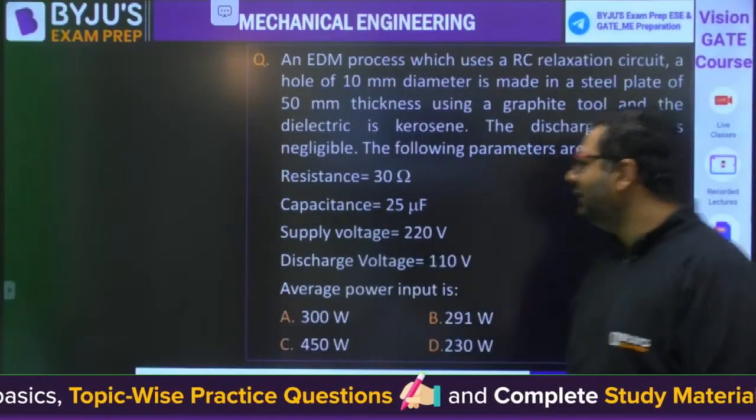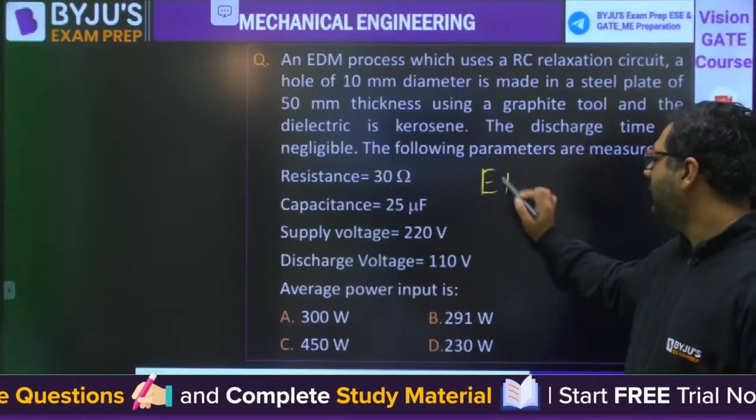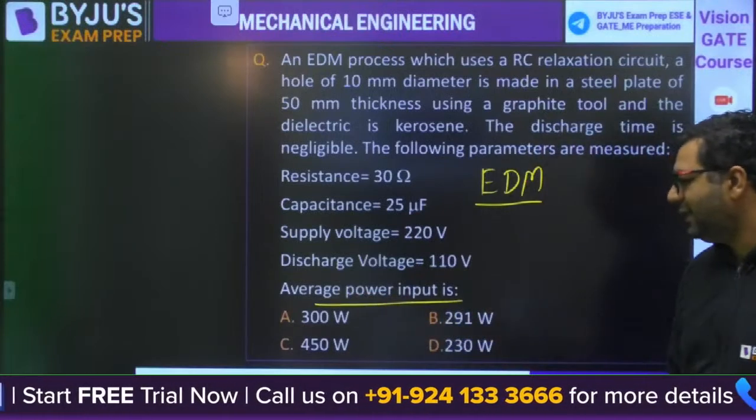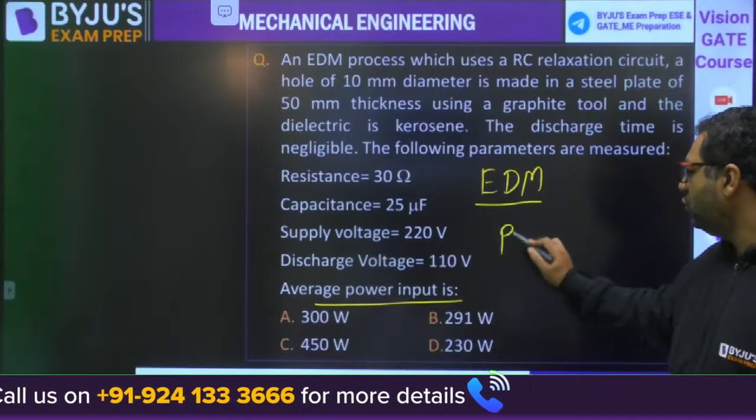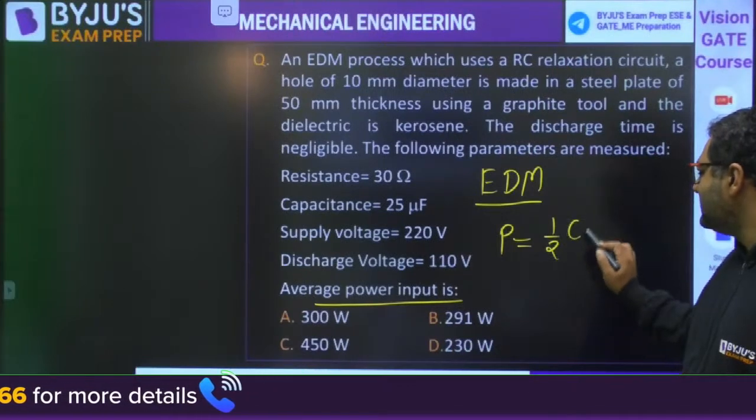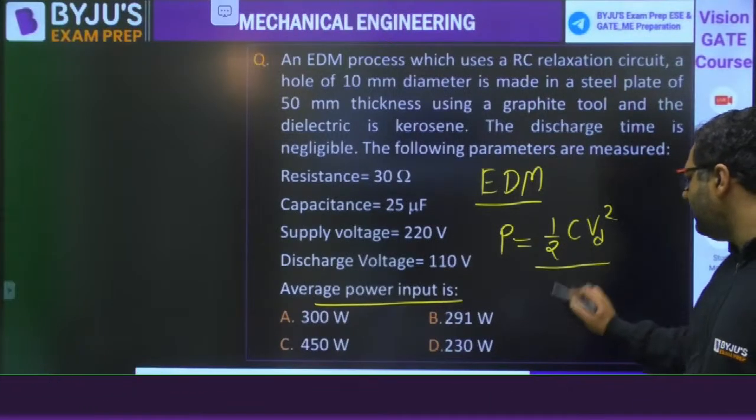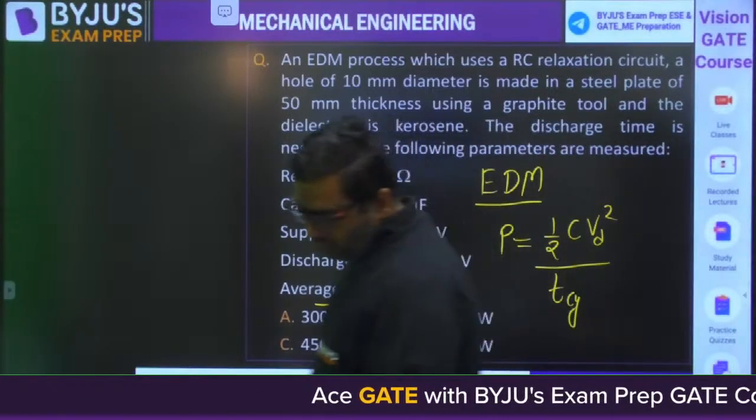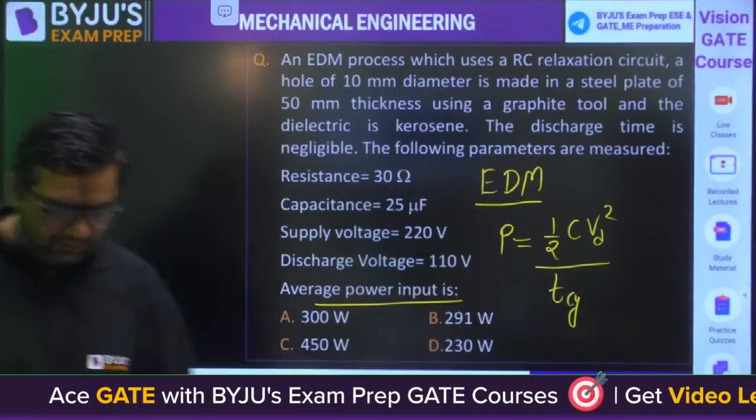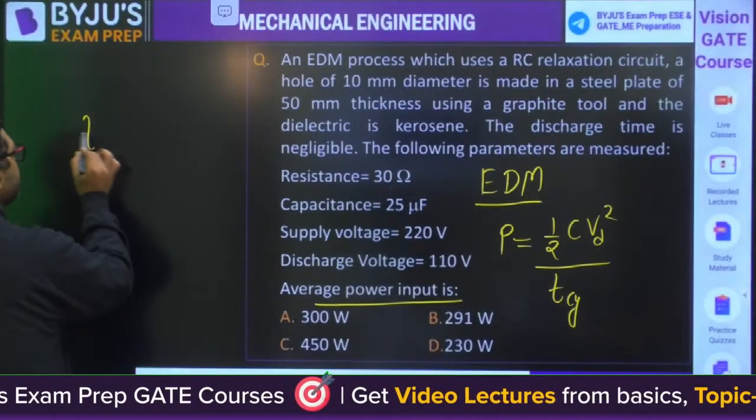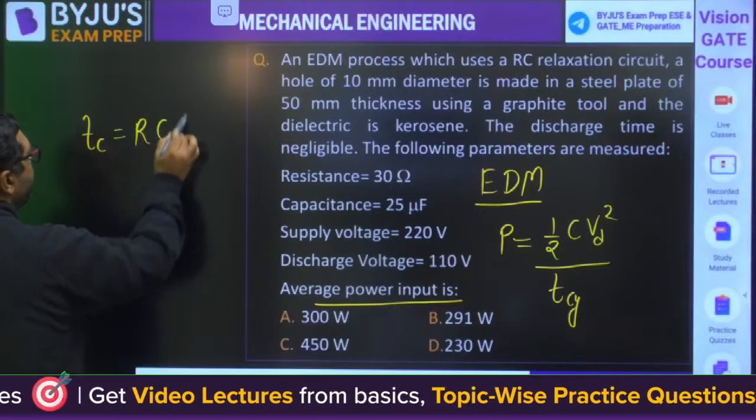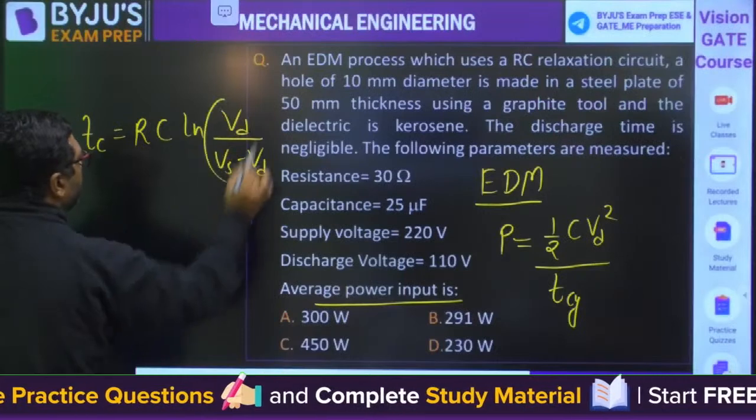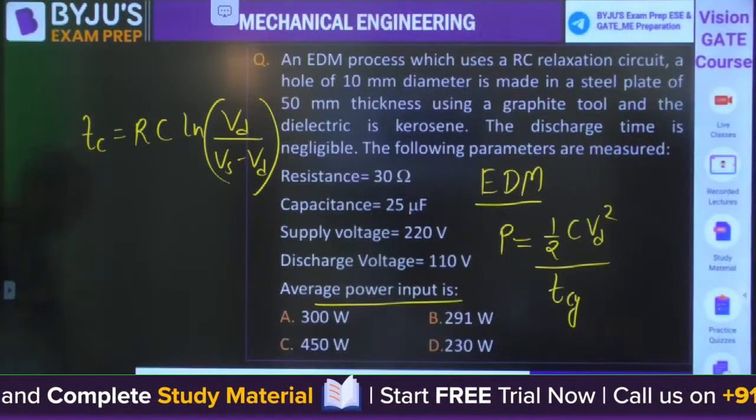Yes, this is about the EDM process. They are asking you the average power. I feel you know the power formula is half C VD squared divided by the cycle time. This is going to be the formula. This is from non-traditional machining methods. And I feel you know cycle time is RC ln VS by VS minus VD.